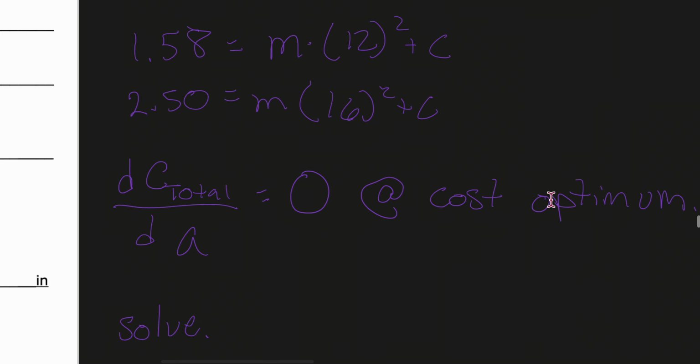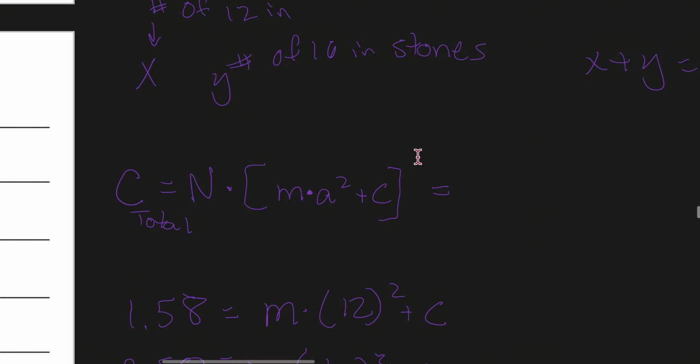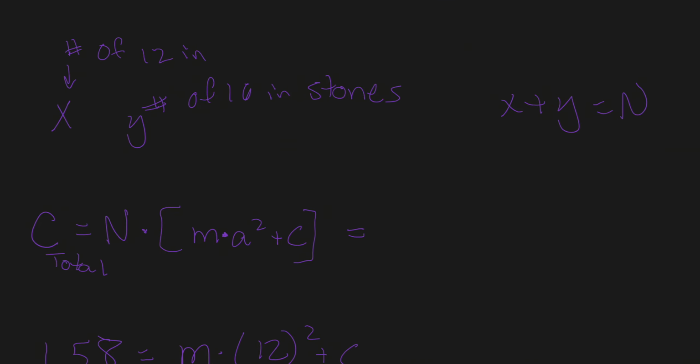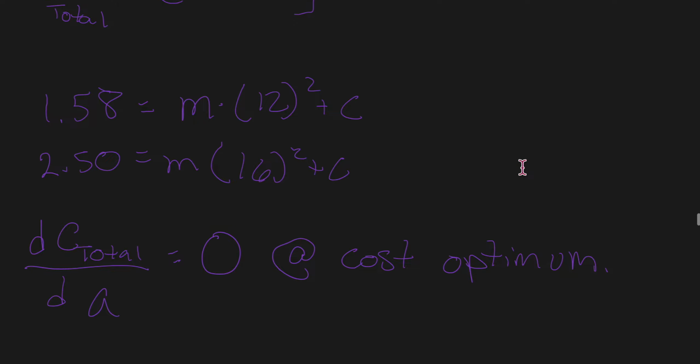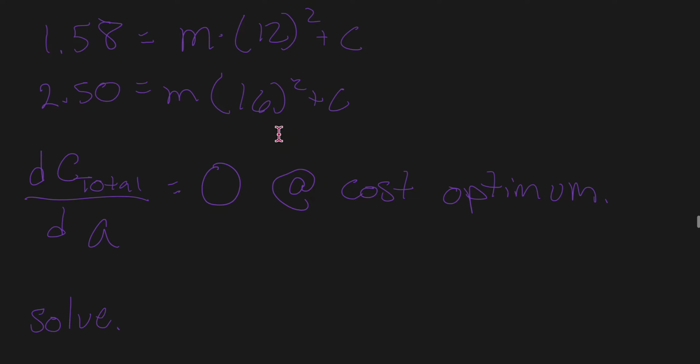The important thing to recognize is that the total cost of this situation is going to be the n amounts of stones times the cost function, but the total amount of stones is going to be a combination of 12-inch and 16-inch stones, which I'm calling x and y respectively. The other bit of information is that we have to use their cost to find out the constants of this equation. So we can do a system of equations, two-system solver, and find the values of m and c.